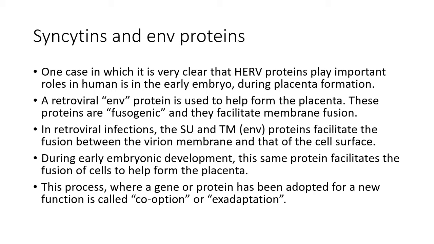Okay, this is bizarre. The retroviral ENV protein is what is used by the virus to bind to and fuse itself with a new host cell membrane. So these are considered fusogenic because they facilitate membrane fusion during the viral infection of a new host cell. So in retroviral infections, the ENV proteins, the surface and transmembrane proteins, do that exact function. They facilitate the fusion between the virion membrane and the cell surface.